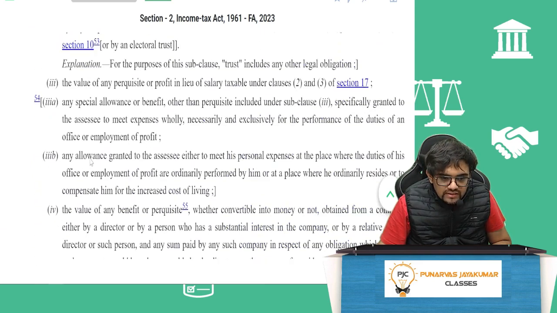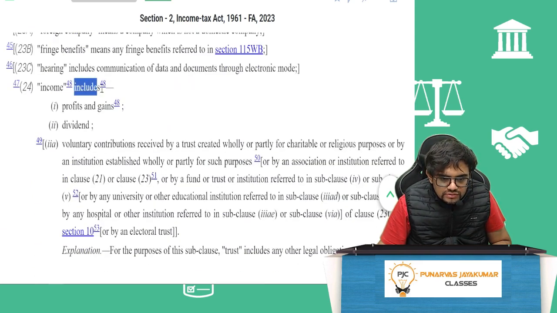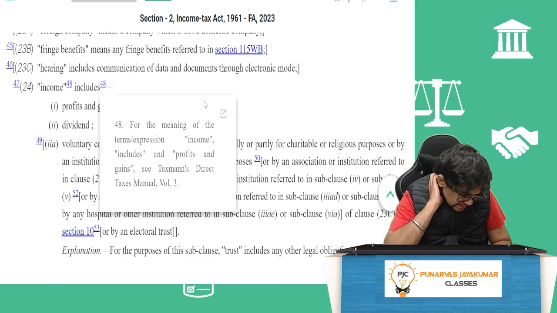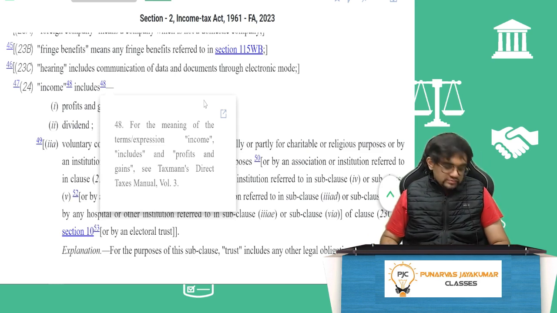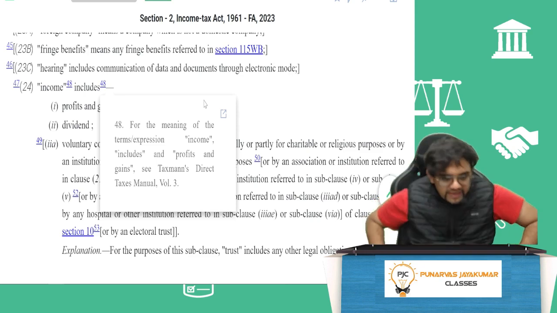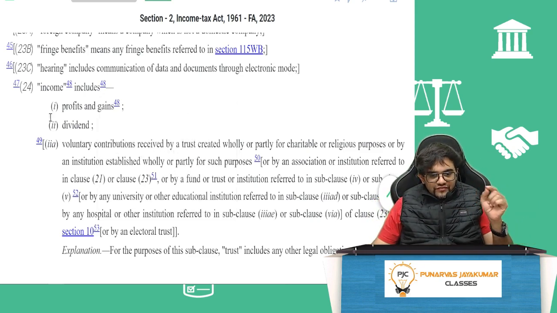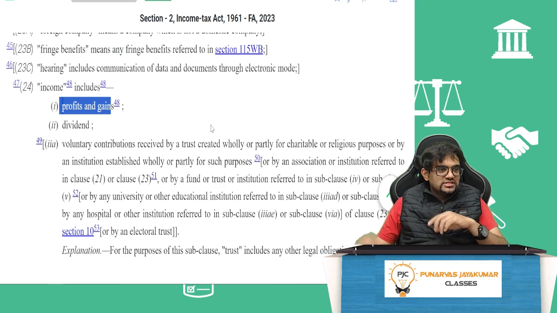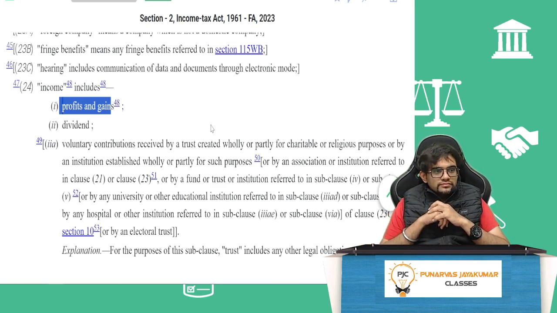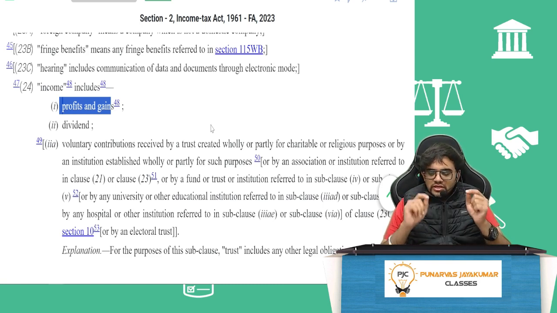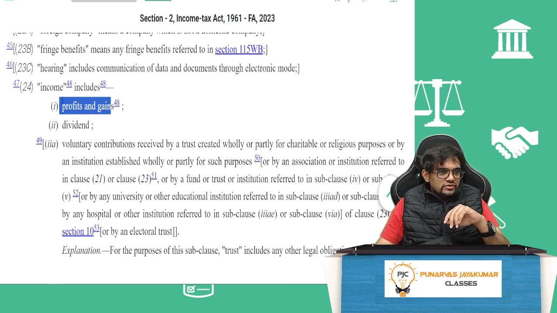And income includes. So tell me, does income include negative income? Income includes profits and gains. Does income include losses? What do you think? Yes, income includes losses also because it's an inclusive definition. Have they told income means? No. So income includes losses as well. Income includes negative income, so to speak.